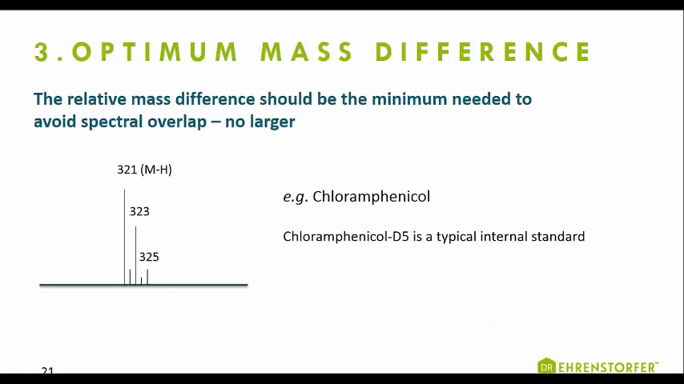But although isotope effects are structurally related, it's a general rule that the greater the relative mass difference, the greater they are. So it's important to choose a stable isotope internal standard that's no heavier than it needs to be. Back to the example of chloramphenicol, you typically choose a D5.